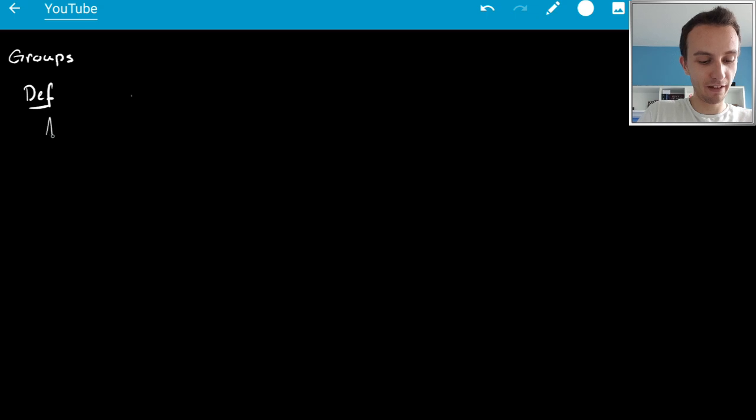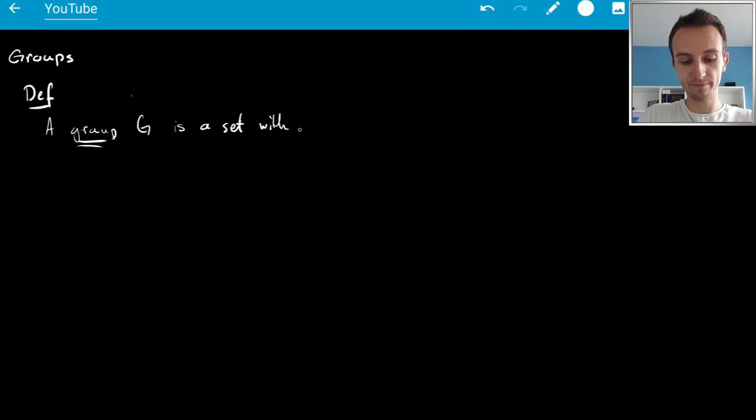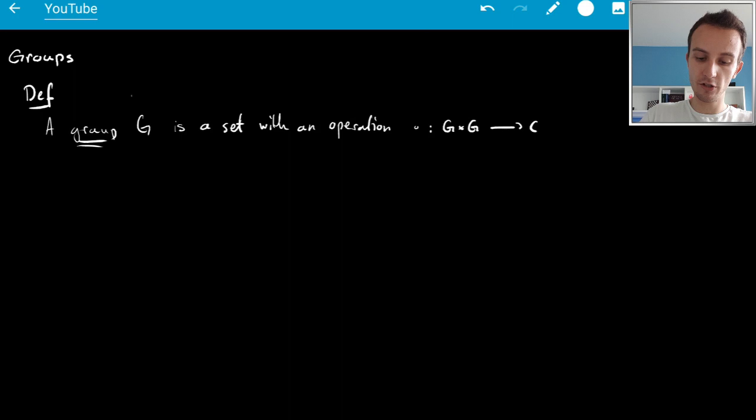So the definition: a group G is a set with an operation. Let's call the operation circle. The circle takes G cross G to G, such that g prime is taken to g circle g prime, such that.